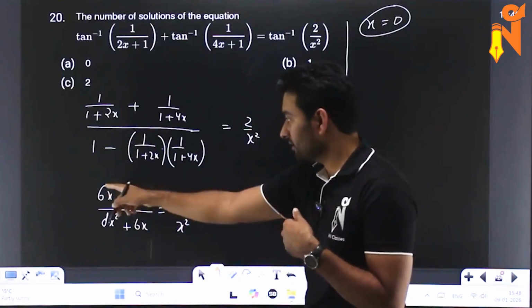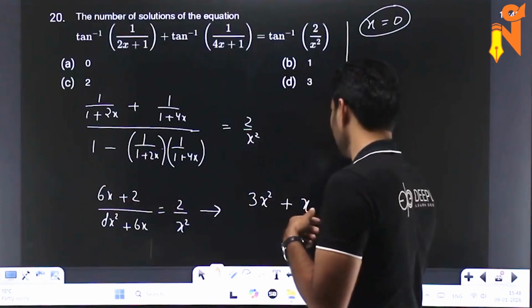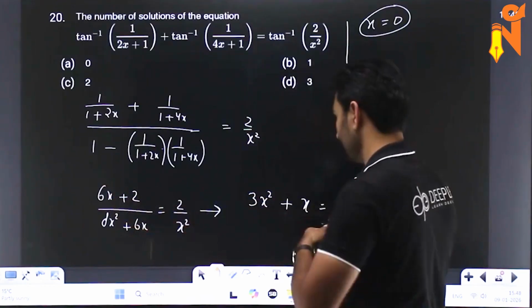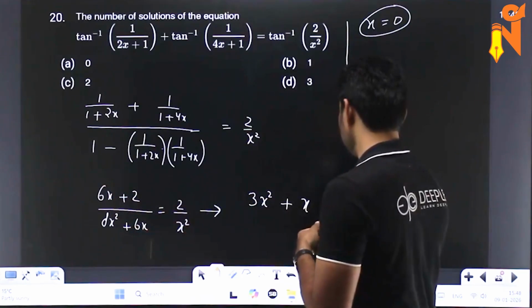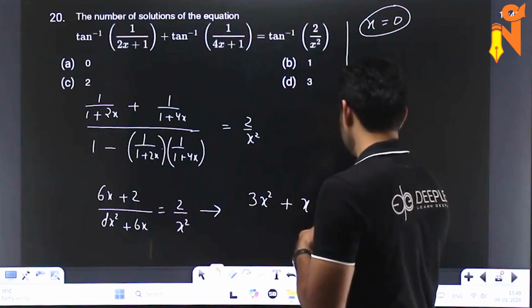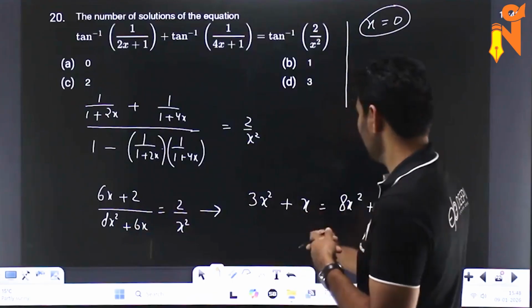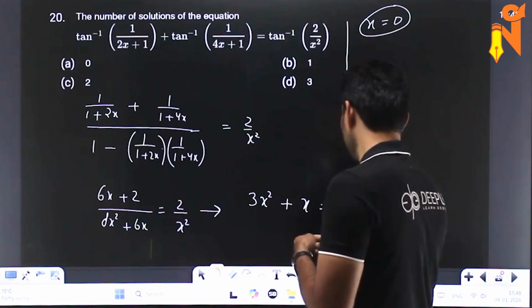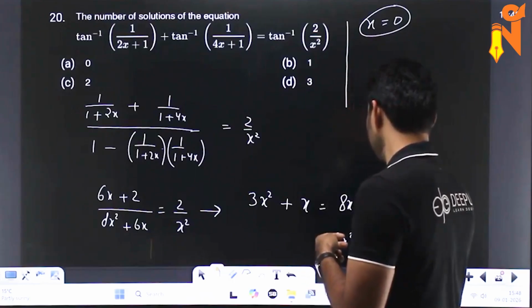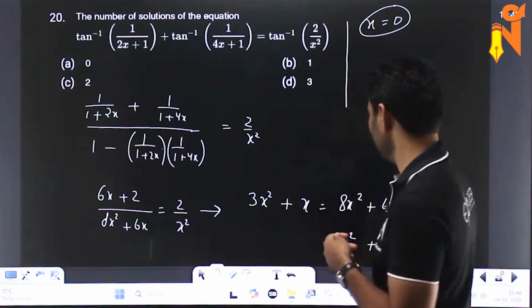So 2 also cutting here, 3x square plus x equal to, this will come here, and 8x square plus 6x. So from here you are getting how much? 5x square plus 5x. Wait, let me check again.